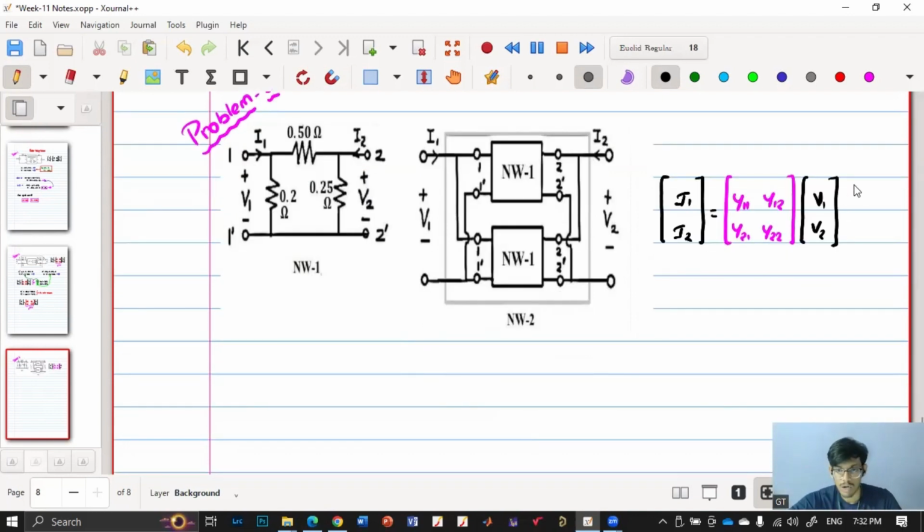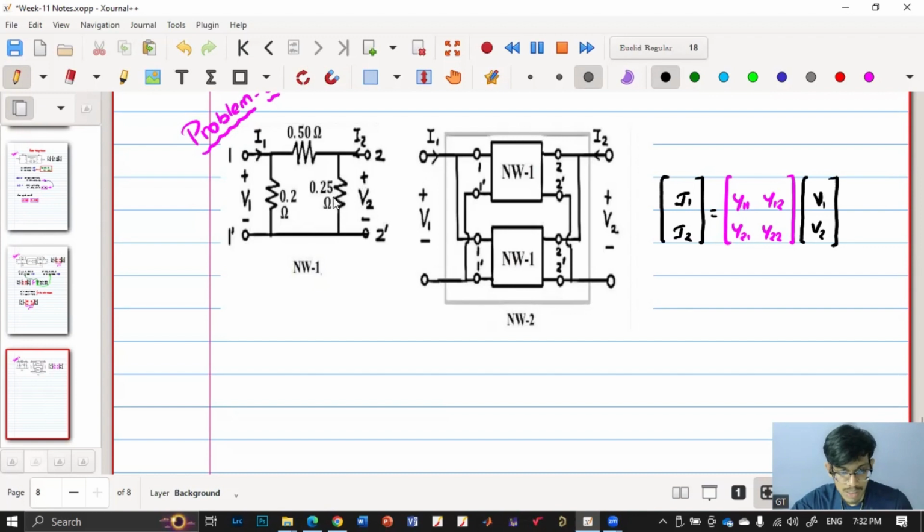So first we need to get these individual y parameters. How will I get these parameters? By short circuiting V1 or by short circuiting V2. If I short circuit V2, then I'll get Y11 and Y21. Similarly, if I short circuit V1, then I'll get Y12 and Y22. So this is how we'll be getting them. First let me short circuit V2, so we'll short circuit this.